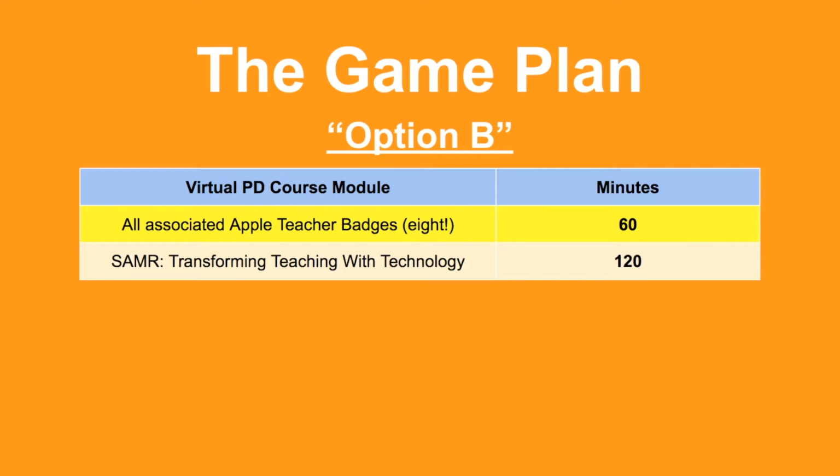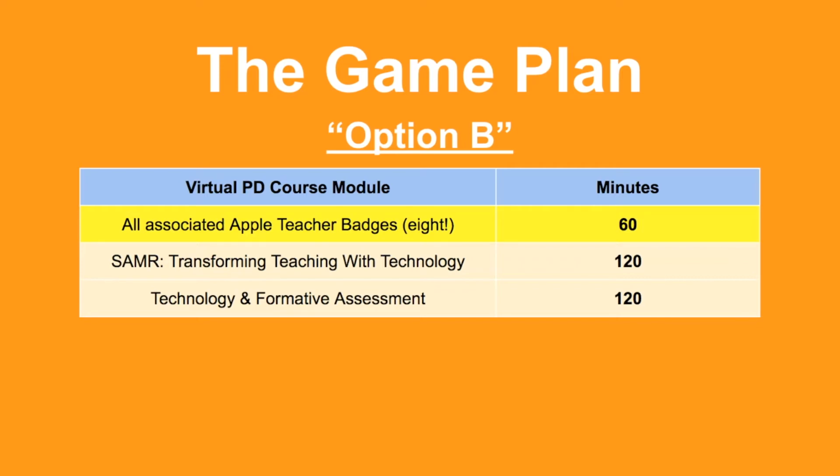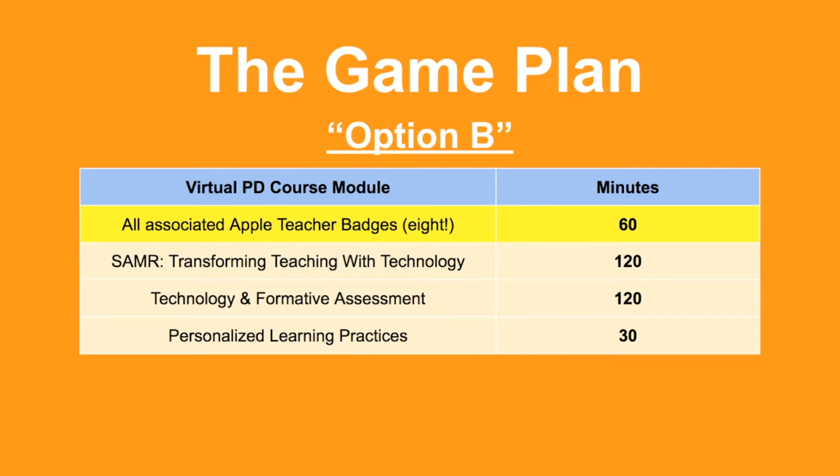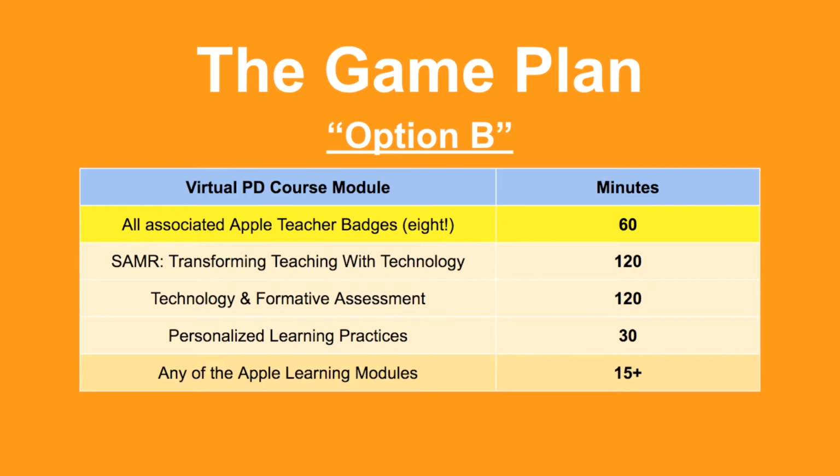Then you'll have the following course options: SAMR, Transforming Teaching and Learning with Technology, which is a 2-hour course; Using Technology to Supercharge Formative Assessment, that is a 2-hour course; Personalized Learning Practices, that is a 30-minute course; and then, of course, any of the Apple Learning modules that you might want to brush up on from option A, should you so choose to. So you'll have the freedom to choose which of these courses you participate in as long as you earn a total of 5.5 hours.